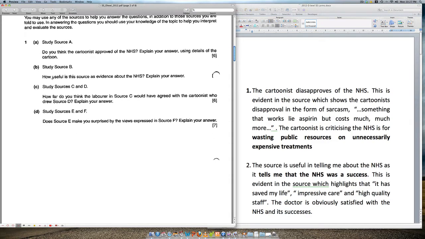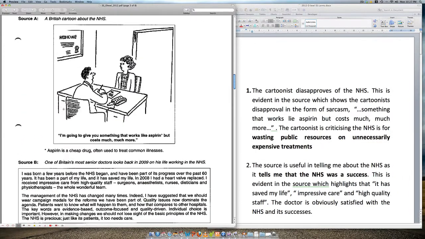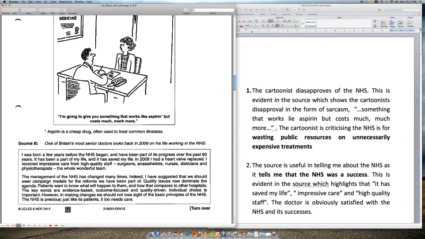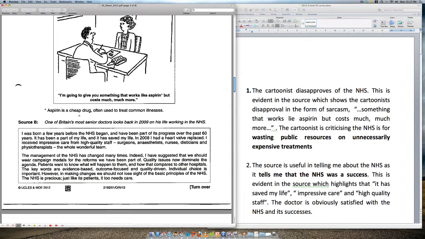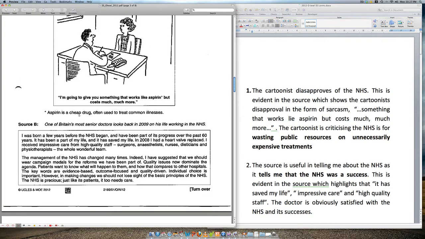Now, let's move on to the next question. Study source B. How useful is this source as evidence about the NHS? Explain your answer. Now, sources which are useful have to tell you something about the NHS, right? So what happens if you think that the source is unreliable or is biased? Do keep in mind that no matter how biased the source is, there will always be a part which is useful.